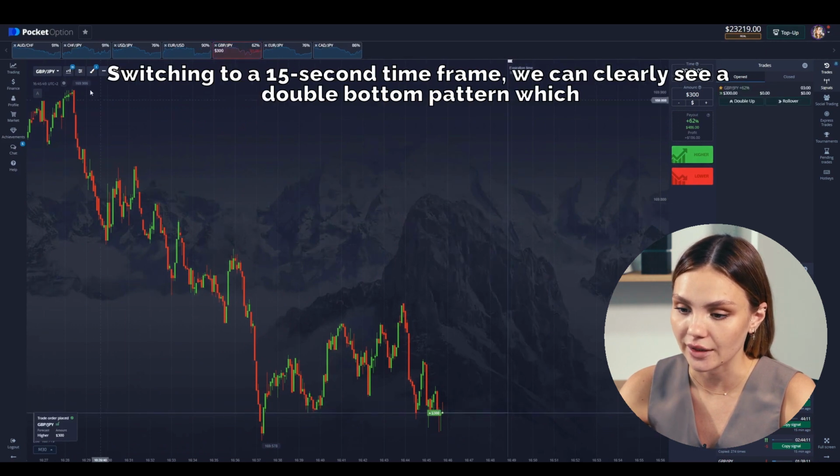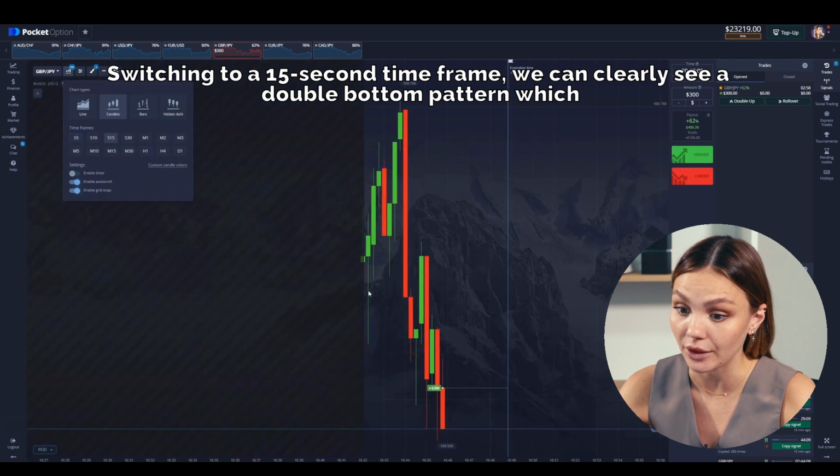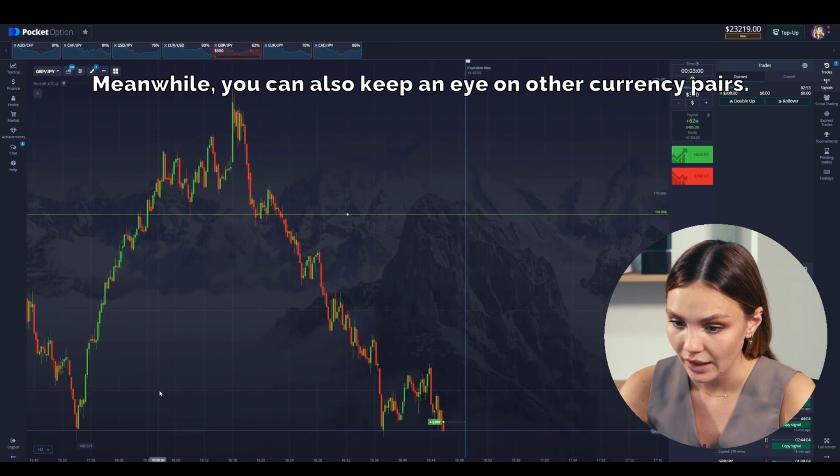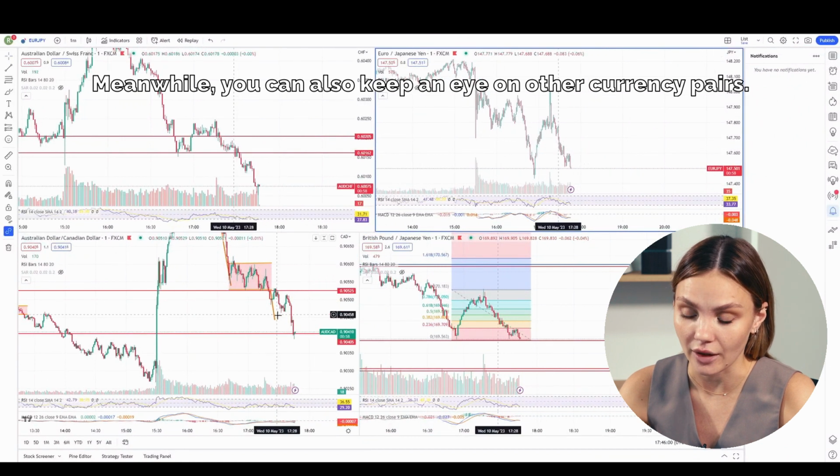Switching to a 15-second time frame, we can clearly see a double bottom pattern which should work with a 100% probability. Meanwhile, you can also keep an eye on other currency pairs.